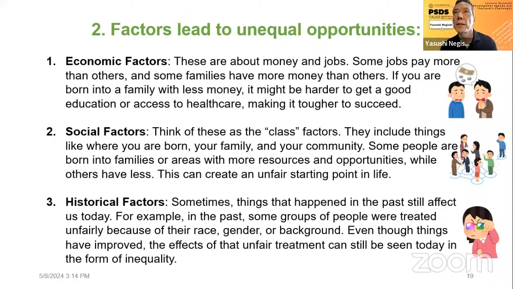Second are social factors. Think of these as the class factors as well. They include things like where you were born, your family, and your community. Some people are born into families and areas with more resources and opportunities, while others have less. This can create unfair starting points in life. These are social factors.